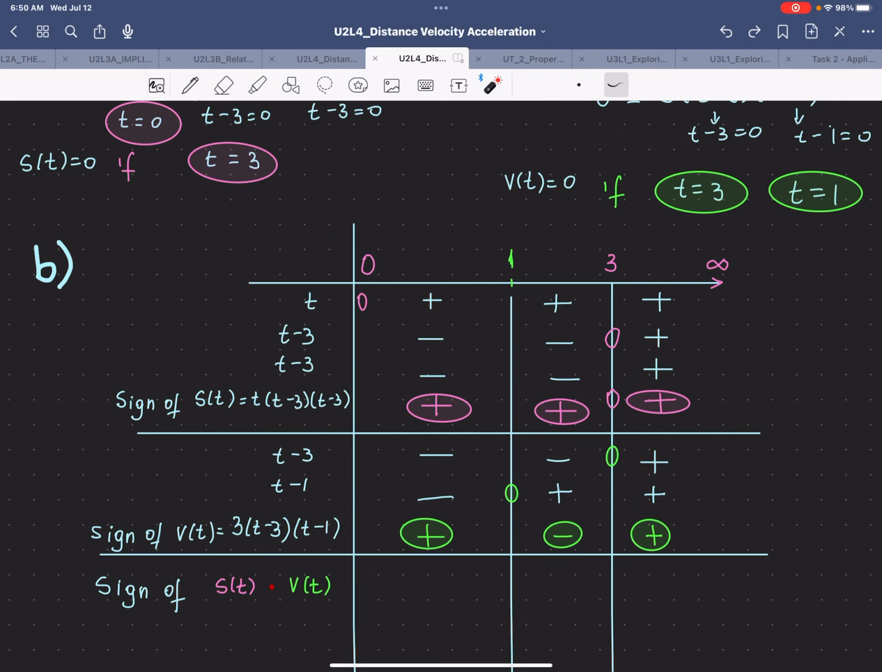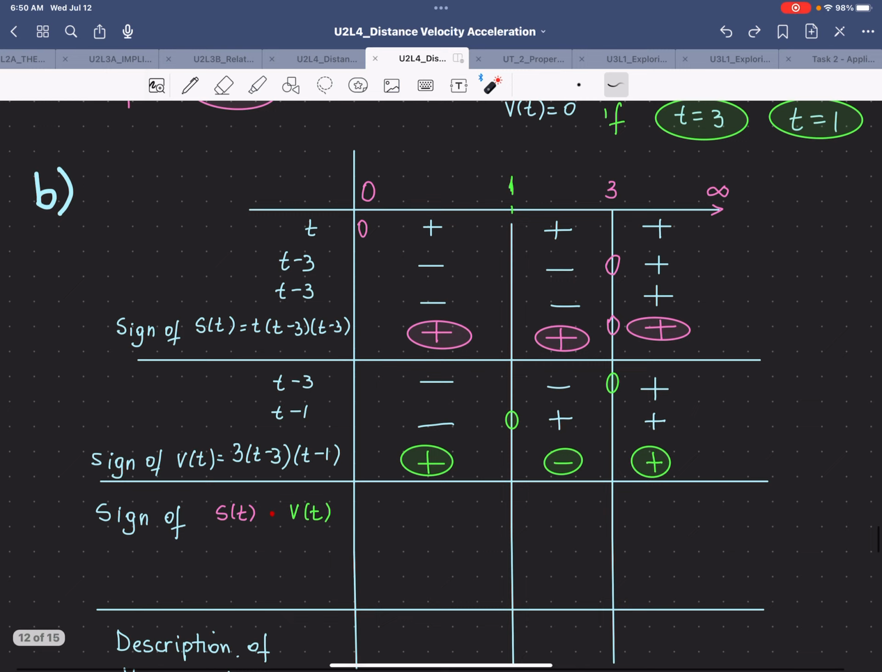Now the fun part. We are studying the sign of S(t) times V(t). So I color coded them so I can see them a little bit better. So S(t) is in pink and V(t) is in green. So to find the product S(t)V(t), and remember, we're not finding the value of the product, we're just studying the sign of the product. All we have to do is look into the sign of each function.